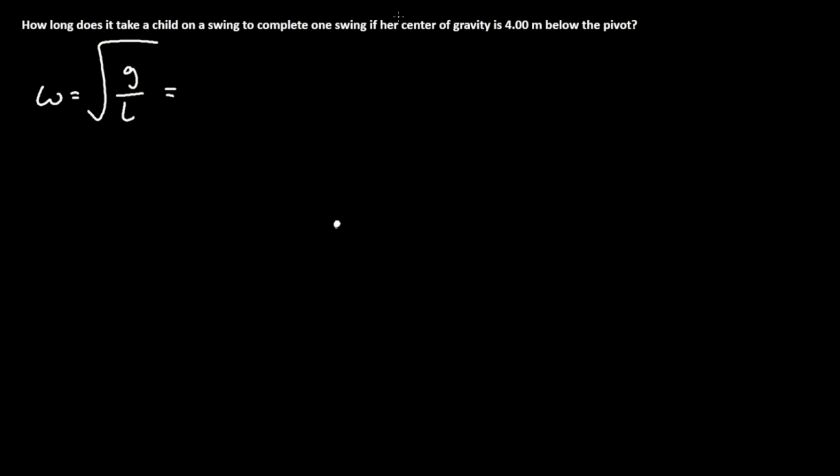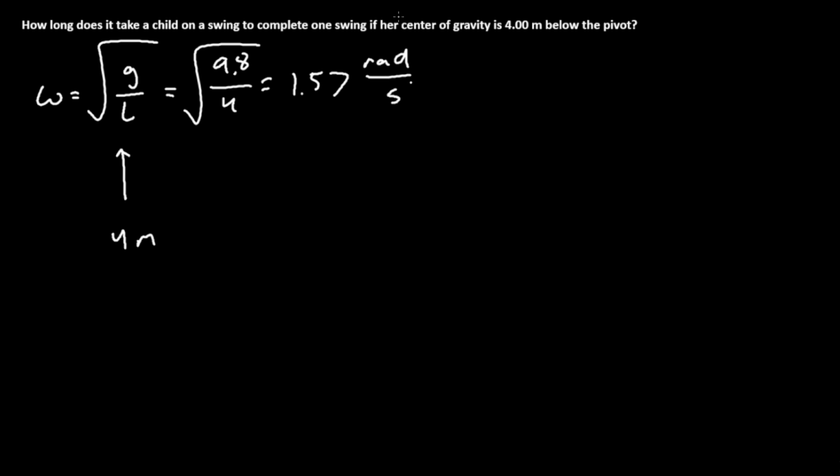That means that the length of this rope is, okay, that did not look right. The length of the rope right here is 4 meters. So that means L is equal to 4 meters. So take the square root of 9.8 divided by 4. You get 1.57 radians per second. That's the unit for angular frequency, and you want to calculate the period, or the time it takes to complete one full swing.